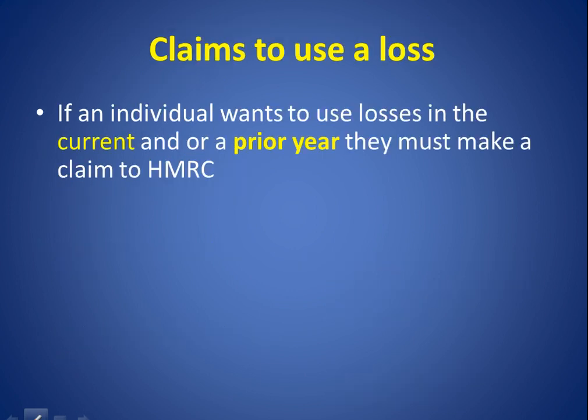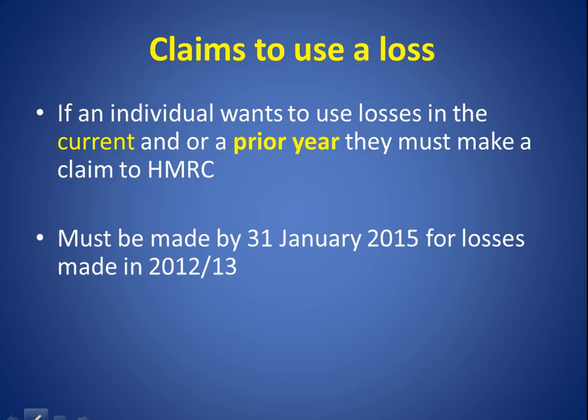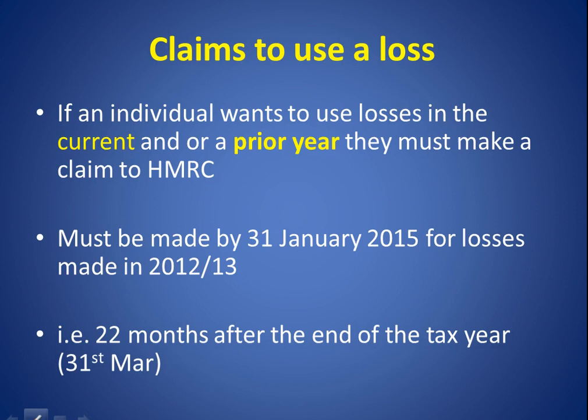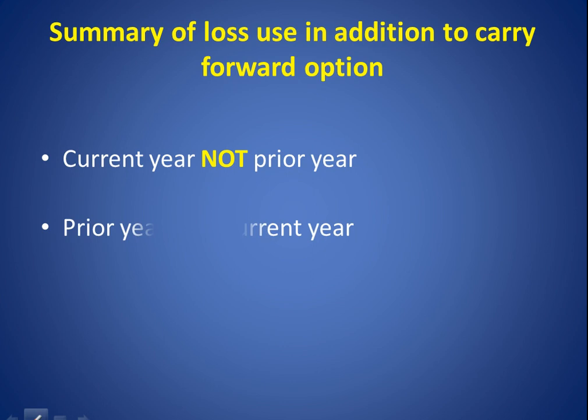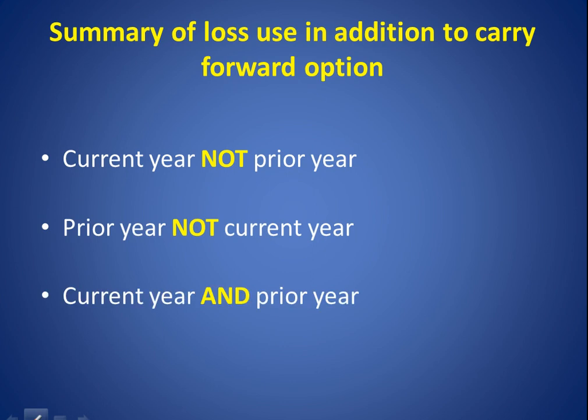If you want to use your losses, you have to actually make a claim to HMRC and tell them you want to do this. Okay, if you want to do the current and carry back, you have to tell HMRC by the 31st of January 2015 for losses made in the 12-13 tax year. So that's 22 months later. So summary: current year not prior, prior not current, current and prior, prior and current.